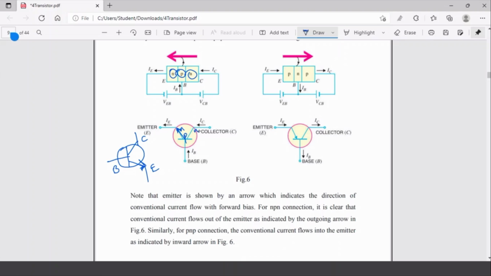Okay. Similarly, for a PNP, that is P, N and P, we know this is the emitter, it's already written here. This is the base, and this is the collector. So the PN junction should be forward bias, which means current will be flowing from P to N. So the arrow is into the transistor here, whereas for the NPN the arrow is out of the transistor. That is the representation for an NPN transistor and a PNP transistor. I hope that is clear to all of you.